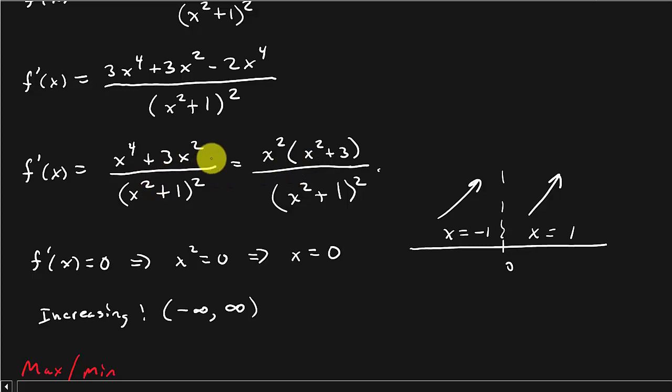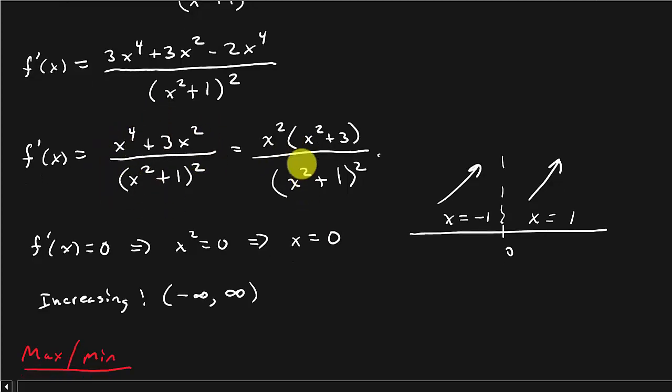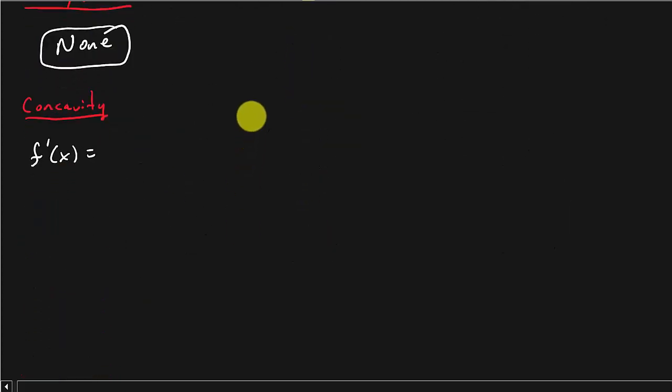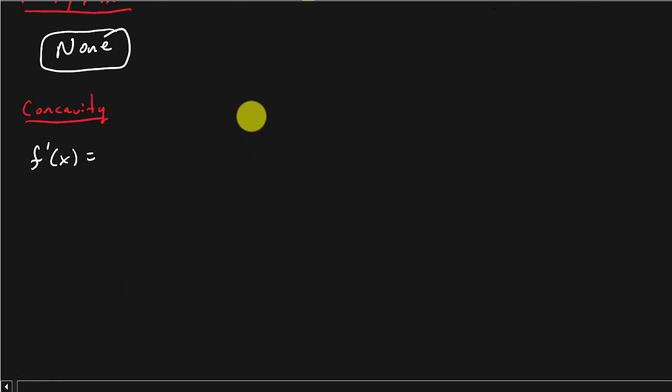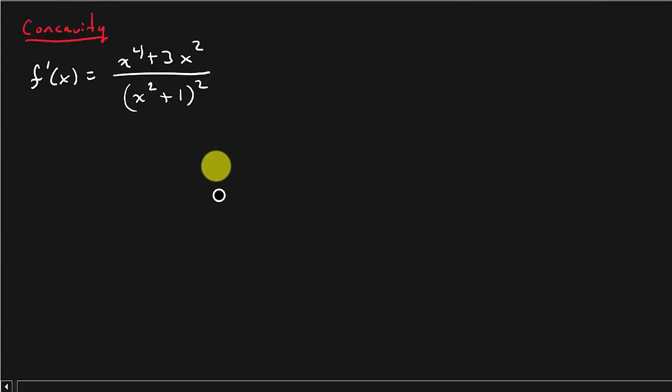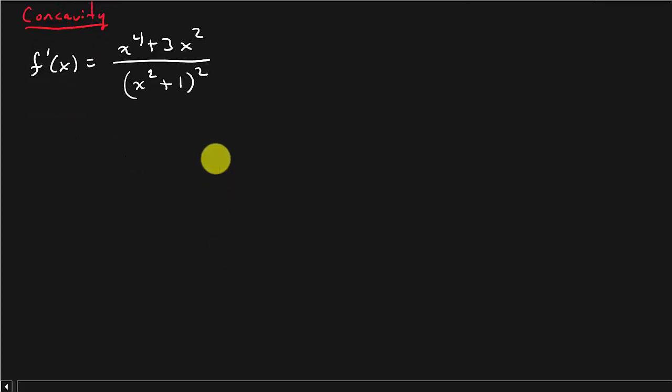So when we write the first derivative down, we're going to write this one down and take the derivative of that. All right, so I've got f prime is (x to the 4th plus 3x squared) over (x squared plus 1) squared. All right, so I've got the first derivative written down. And hopefully you understand why I wrote that one down instead of the one where the numerator was factored.